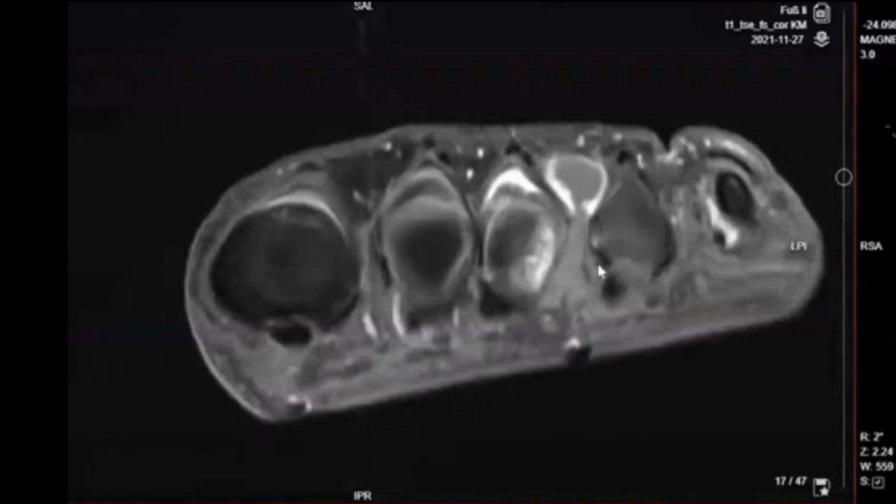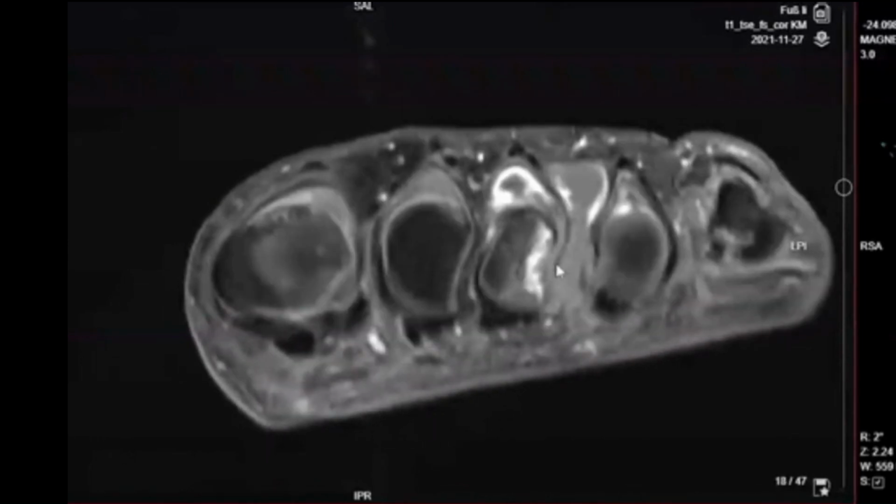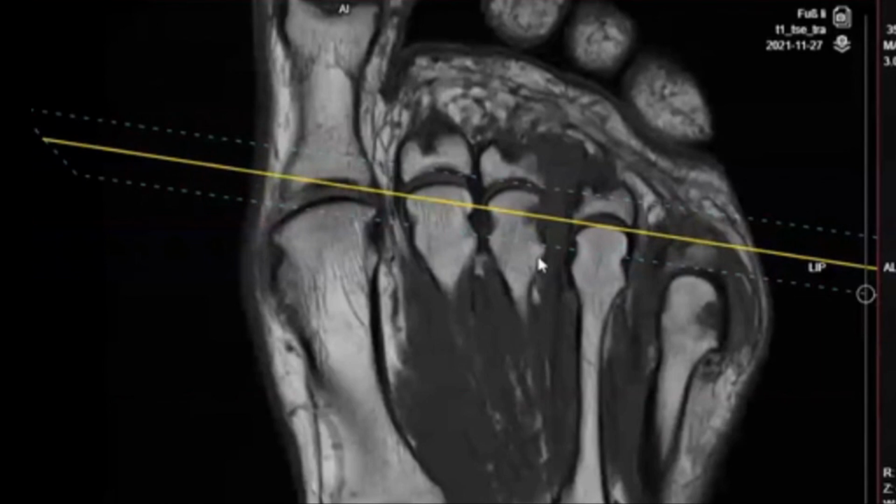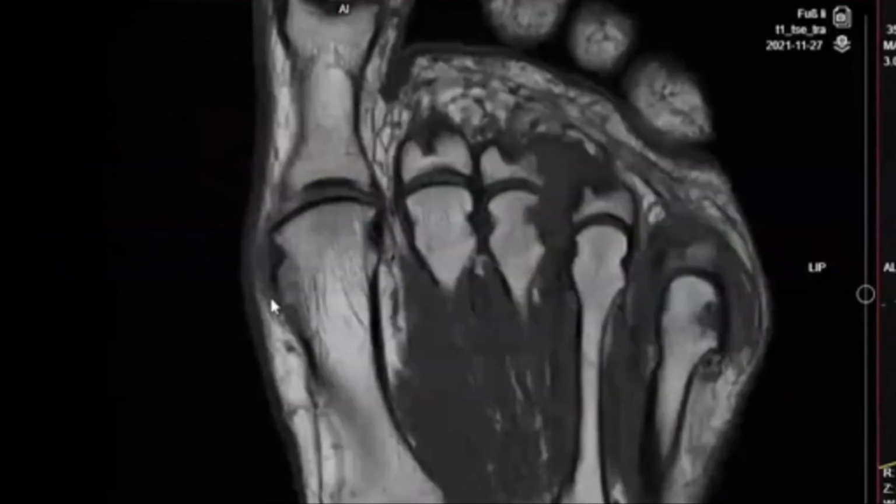Also note that there are erosions and bone marrow edema not only at M3 but also M5, M1. In a case like this, we would suggest that there's underlying rheumatoid arthritis.